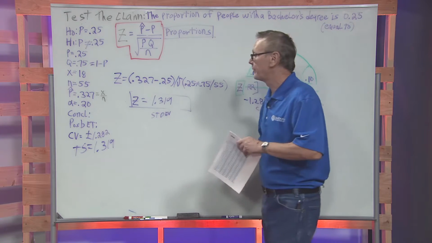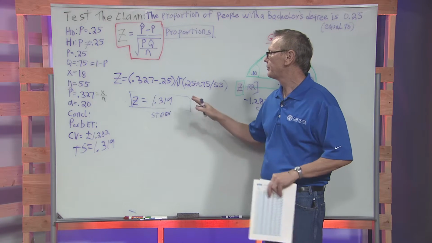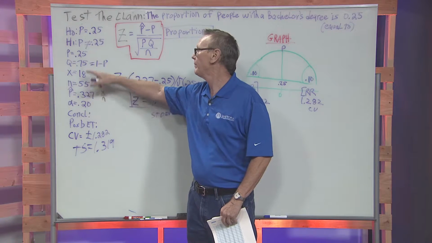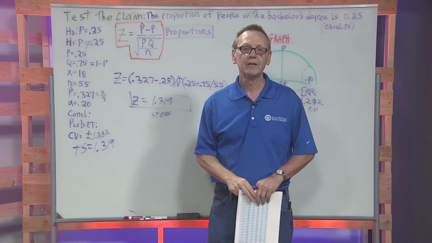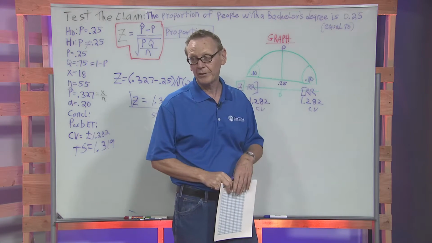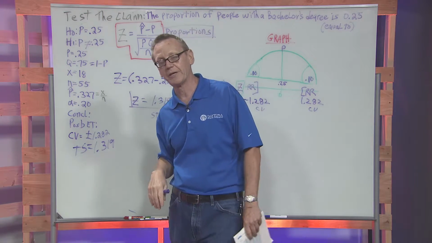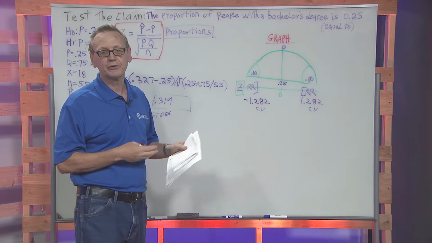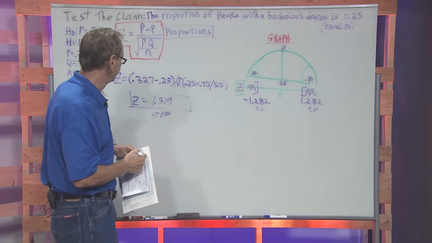Okay, positive 3.19. Now, we could tell that this result would be positive because P cap is bigger than P. When you see P cap is bigger than P, your test statistic will be positive. If P cap is smaller than P, your test statistic will be negative. You may want to make a note if you're working a problem out and you're not sure, you can see if you have an error that way. It's a way to check yourself.